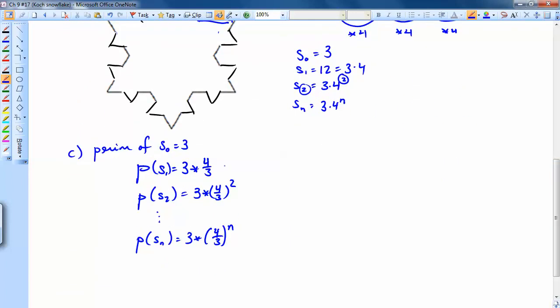Now, we can actually get stage 1. Stage 1 is going to have perimeter 4. The next one will have 4 times 4/3, so 16/3.